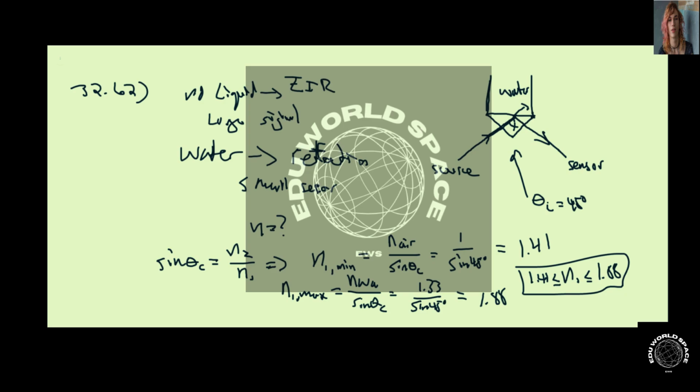So now it asks, will the device work properly if we make it out of inexpensive lucite? It gives us the N for lucite to be 1.5, and that is in our range. So yes, it will work.